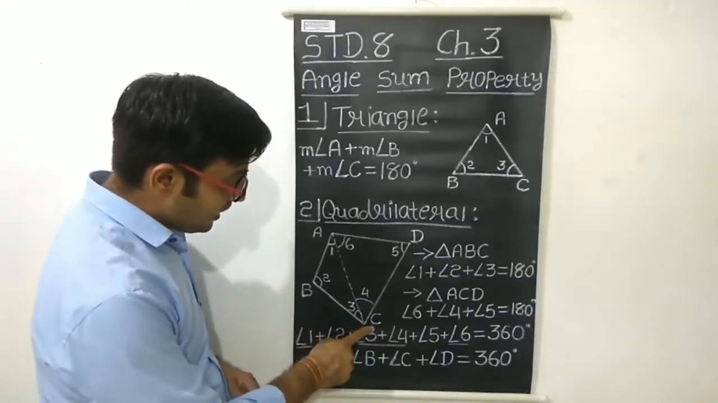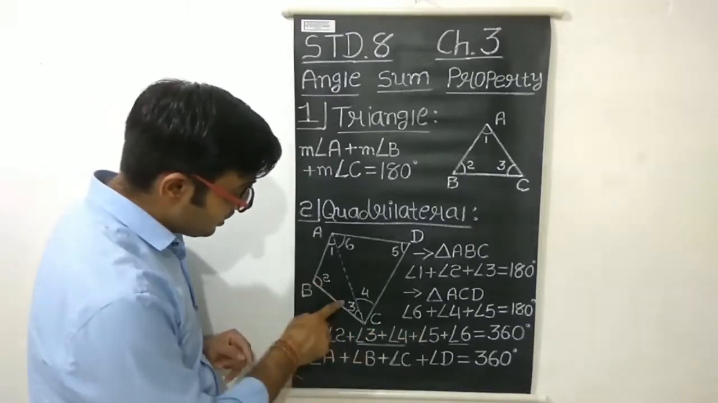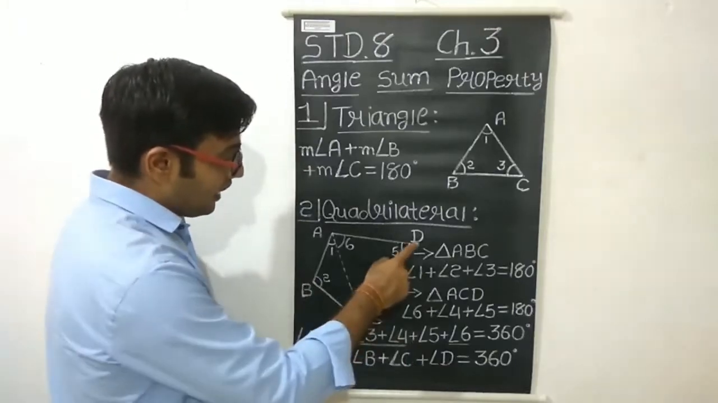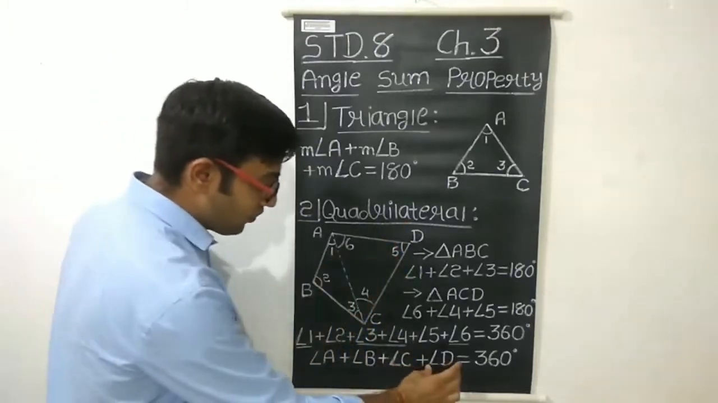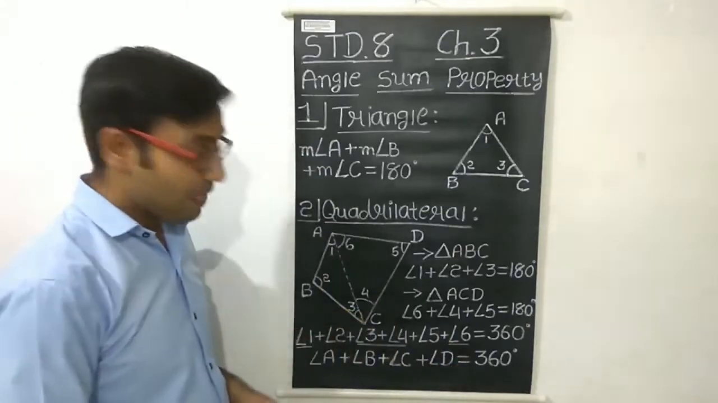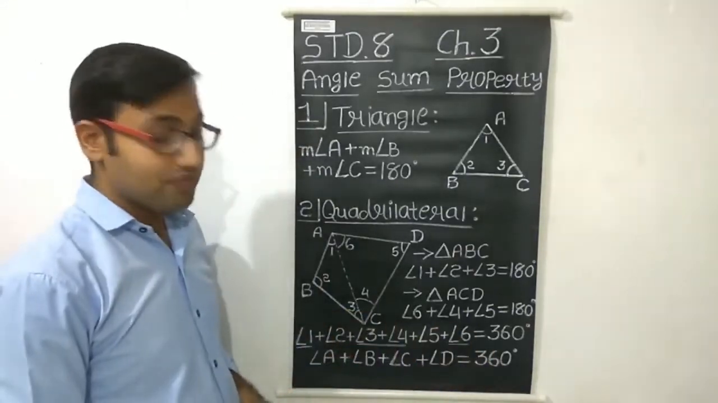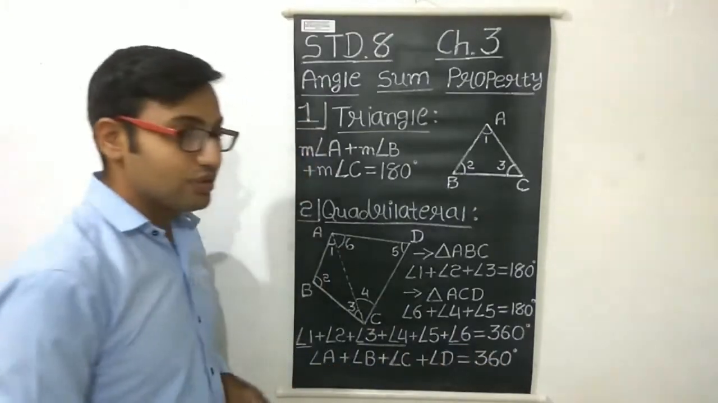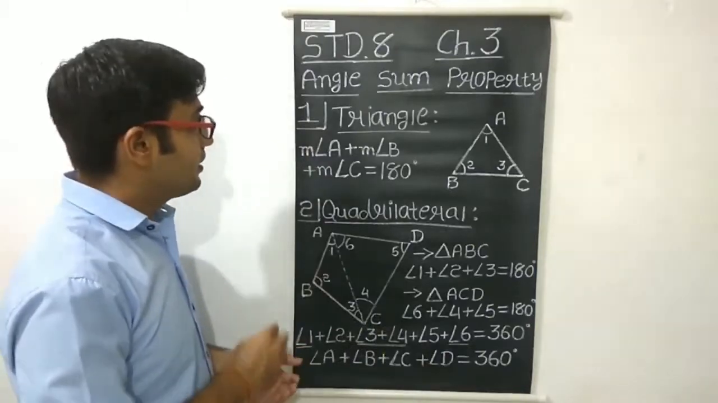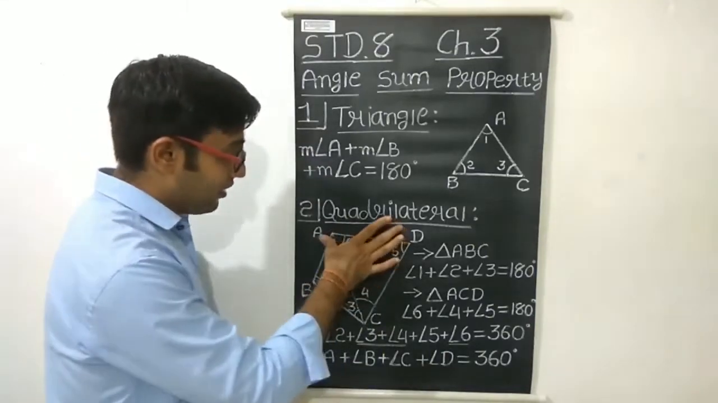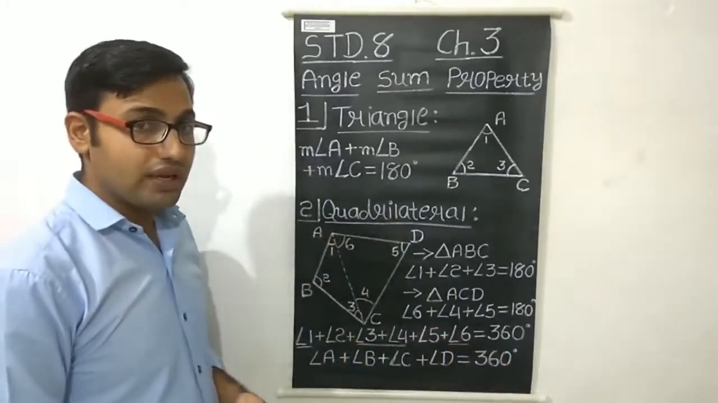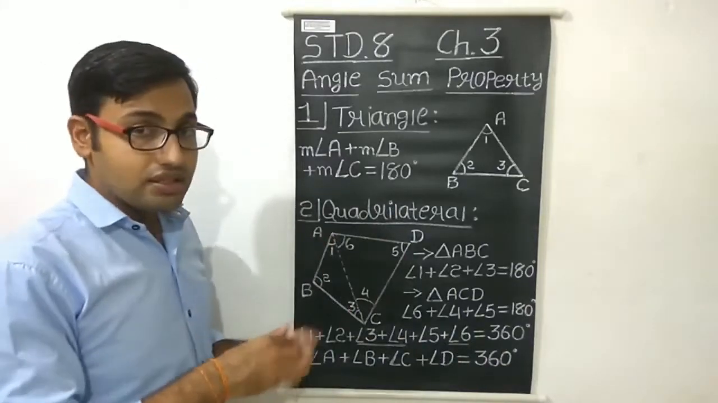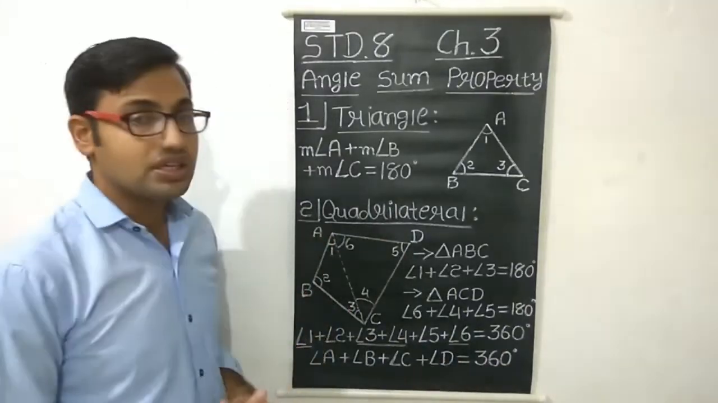Now here also you can see that angle C is divided into two angles 3 and 4. So by adding 3 and 4, we get the angle C, and angle 5 is equal to angle D. So instead of 5 we can write down angle D. And on the right hand side what will we get? 360 degrees. So now you can see that angle A plus angle B plus angle C plus angle D is equal to 360 degrees. That means the angle sum property of a quadrilateral is 360 degrees. We can say that for any quadrilateral, if we add all the angles, the sum is equal to 360 degrees.